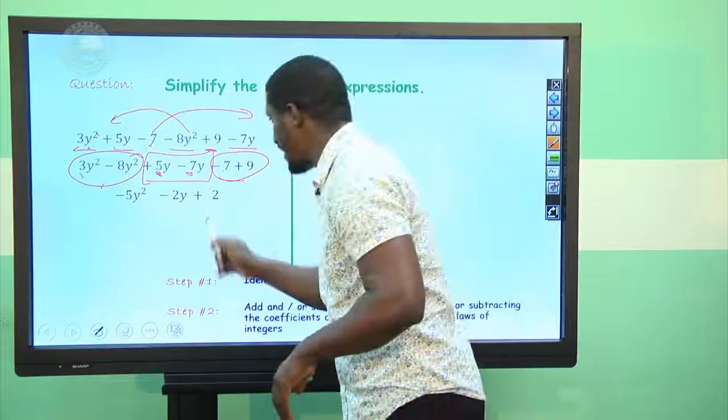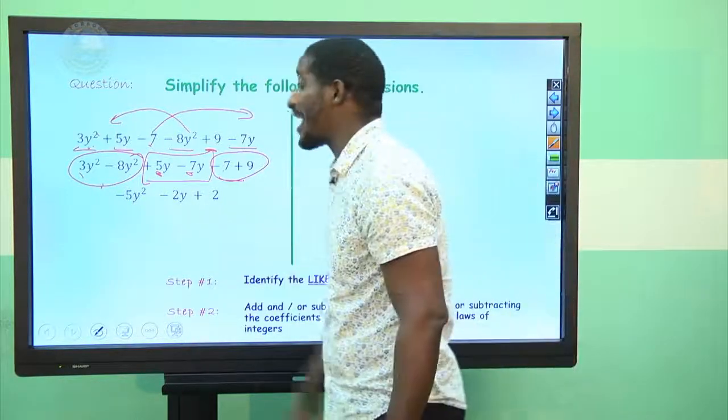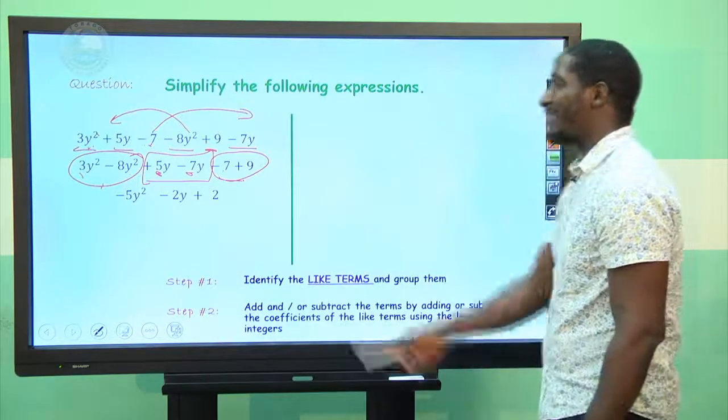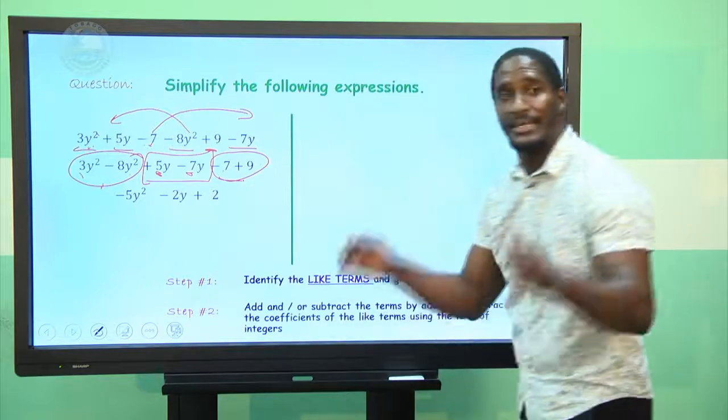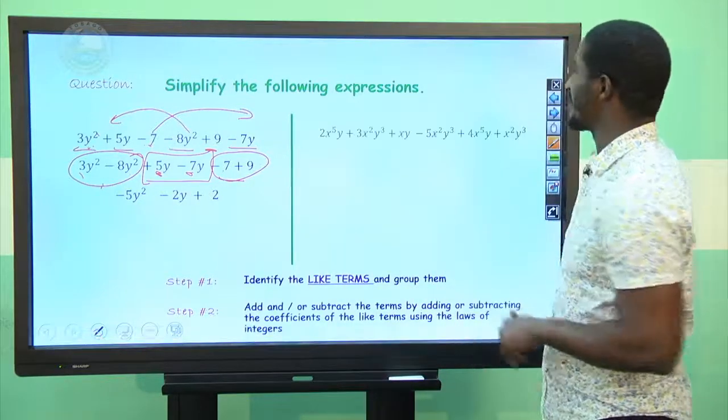If the signs are different, once we are doing addition and or subtraction, we subtract the smaller number from the bigger number, and the answer is going to be that of the bigger number. Let's look at another example.